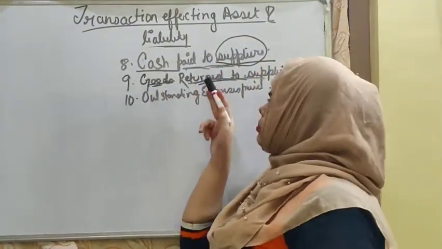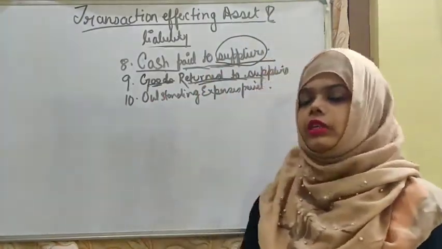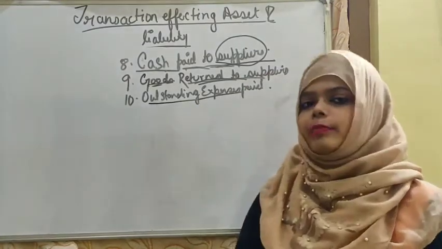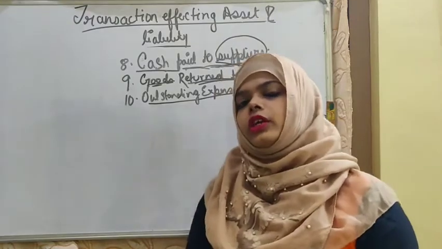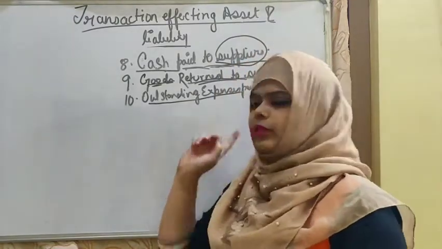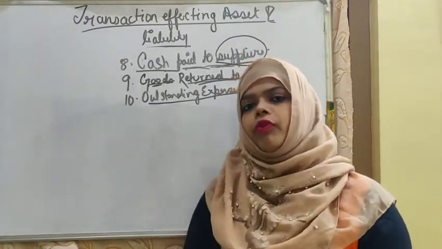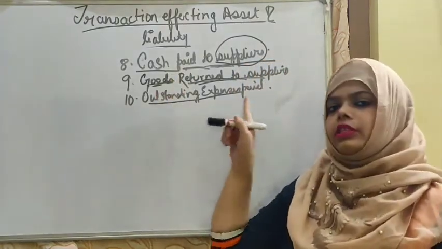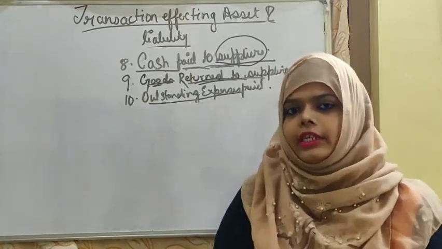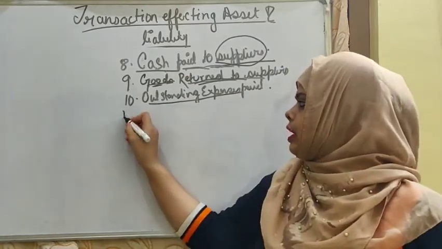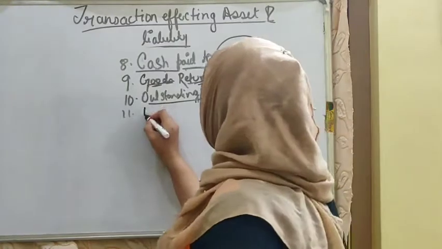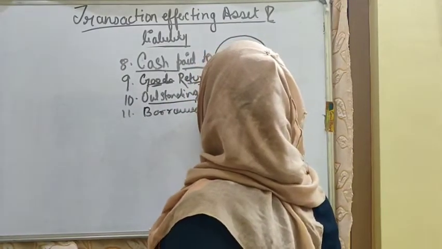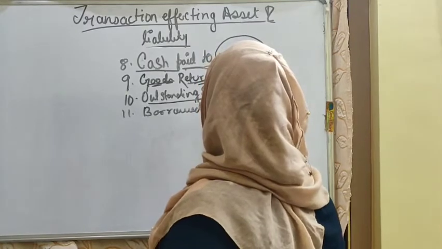Goods come under the asset part, return to the suppliers comes under the liability part, and outstanding expenses means the expenses which have not been paid or which are due. So outstanding expenses paid will be paid in the form of cash, so it comes under the asset side, and outstanding expenses come under the liability side. Let us come to the 11th one. The 11th one is borrowed money paid.